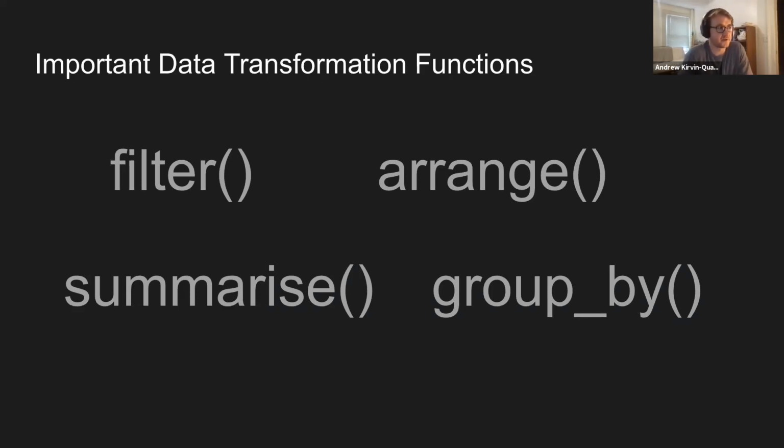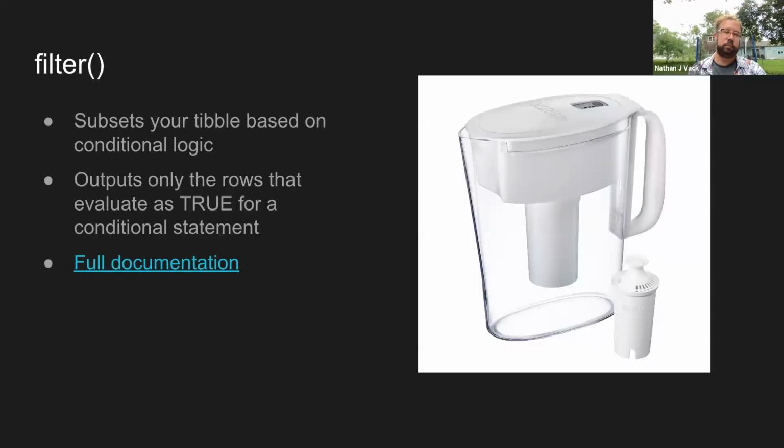So these are the other 4 functions I wanted to cover today. They are, I think, all still in the dplyr package, which is part of the tidyverse. And filter allows you to subset your tibble based on conditional logic. So if you wanted to only see the rows where people are 65 years old, then you could set it to only show you those rows.